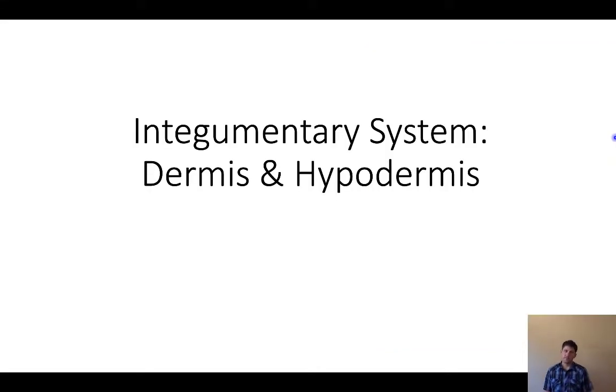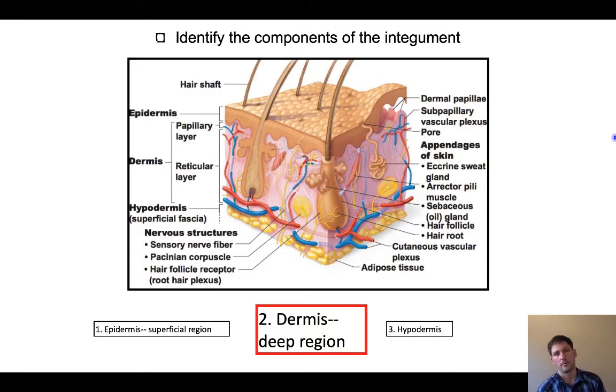Moving on. Let's talk about the dermis and then the hypodermis. So we've just completed the epidermis analysis, and now we're going to talk about the dermis and the hypodermis. So the dermis is our deeper region of our skin.